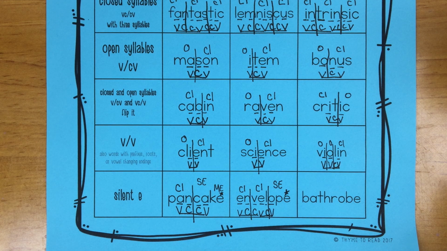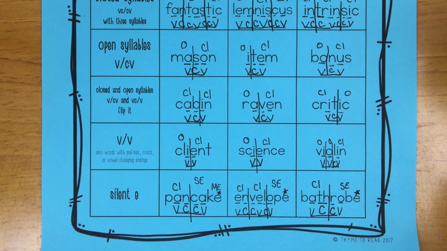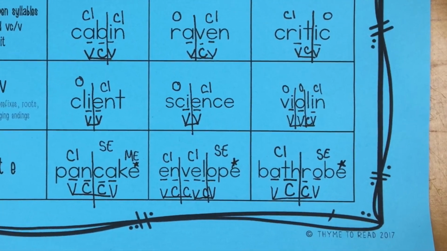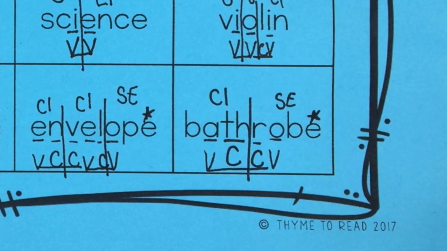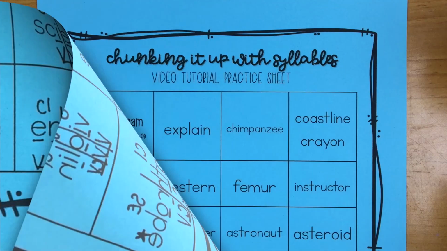Go ahead and pause the video, try the last one on your own, and when you're ready for the answer, resume play. In this last word, there was a digraph. Make sure your students understand to group the digraphs together.